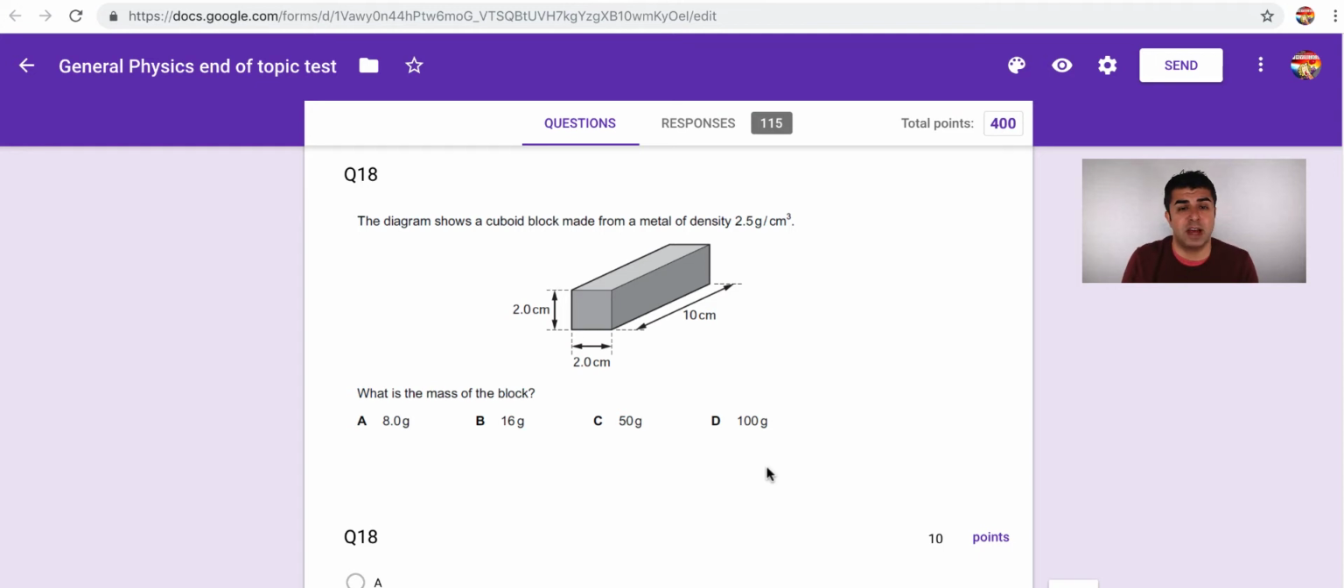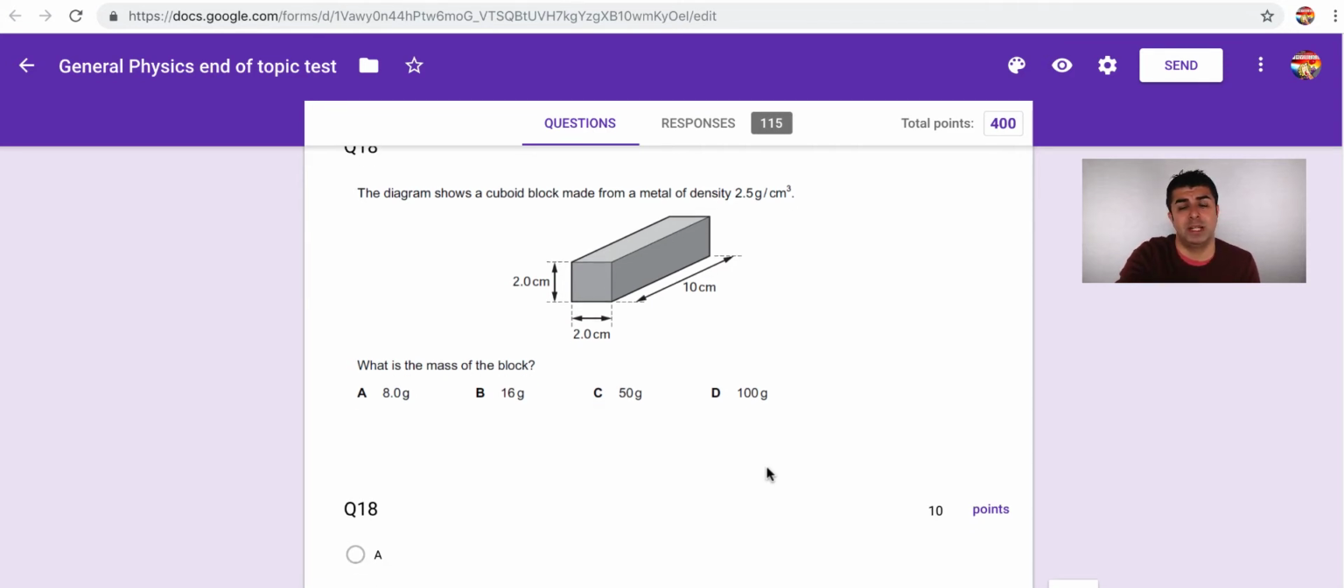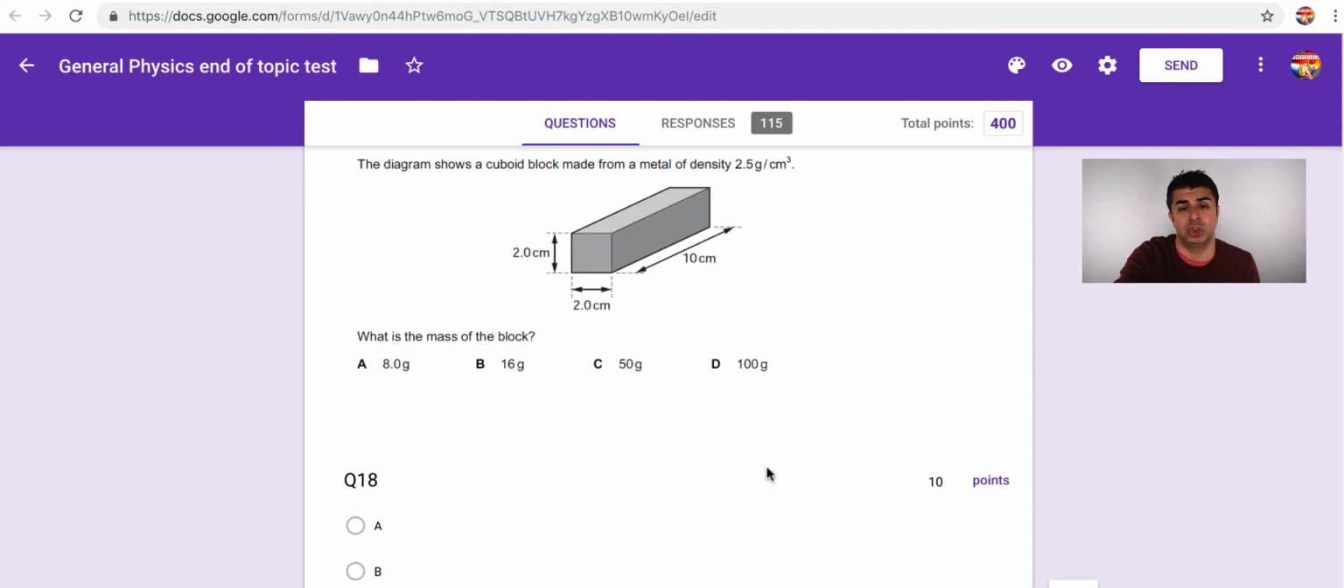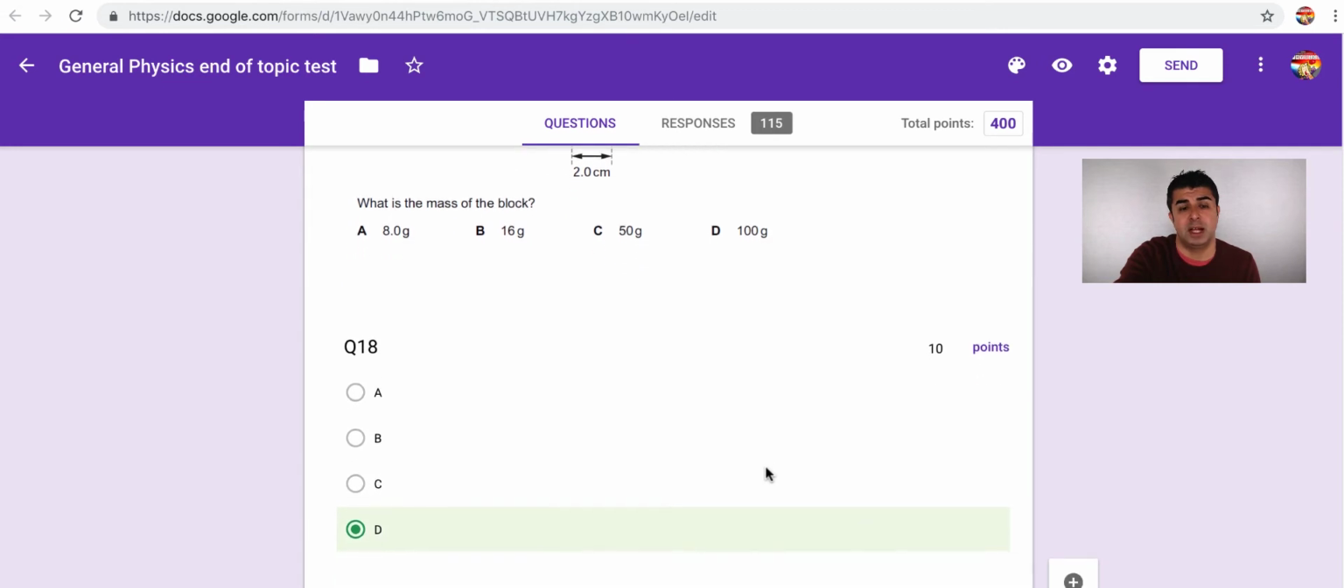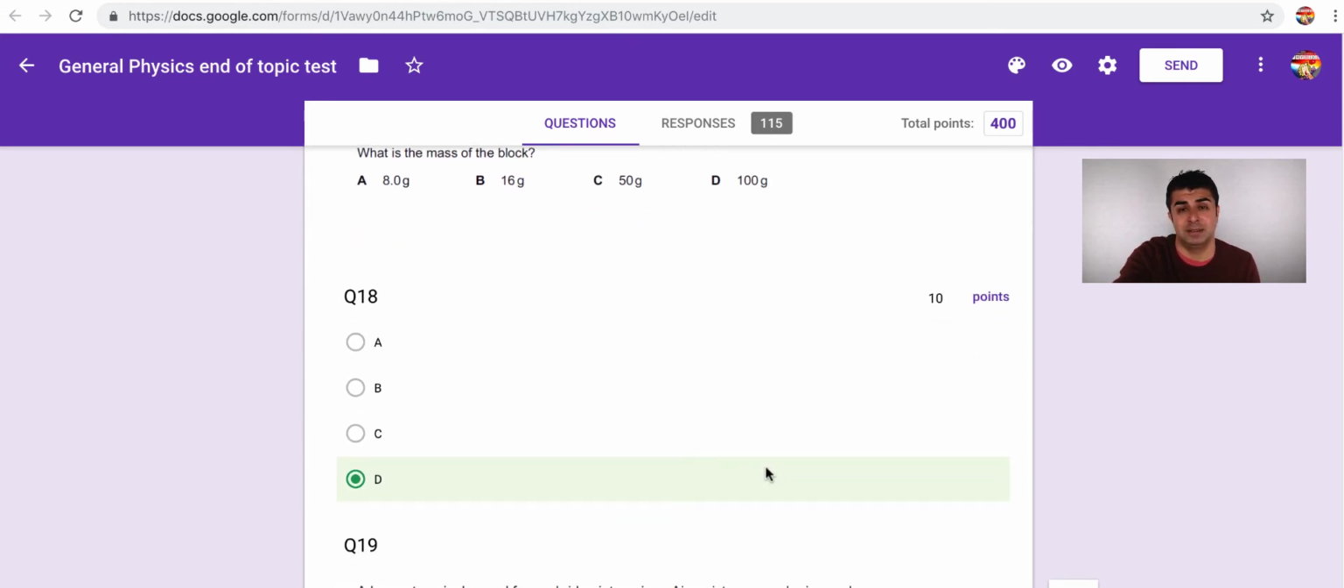Number 18, the diagram shows a cuboid made of metal of density 2.5. What is the mass of the block? Mass is density times volume. They've given you the density. Your job's to find volume by doing length times width times height. 10 times 2, which is 20. 20 times 2, which is 40. Mass equals density times volume, 2.5 times 40, and you'll get the answer to be D.